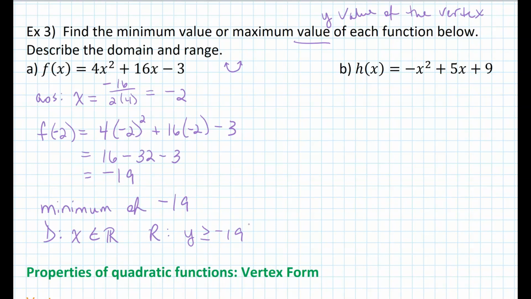Will you ever tell us which way to do it on the test, the domain and range, or can we always do it in interval form? Yeah, unless it specifies, then you can choose.